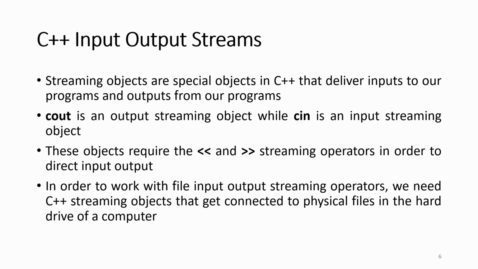In order to work with file input output streaming operators, we need C++ streaming objects that get connected to physical files on the hard drive of the computer. So we have a physical text file, and it has a physical name. We have to connect that name to a name in our program. So that's what we have to do. Each file is supposed to have a connection between the physical file name and the name that we give it in our program.